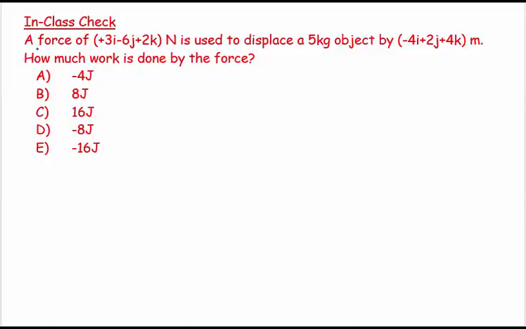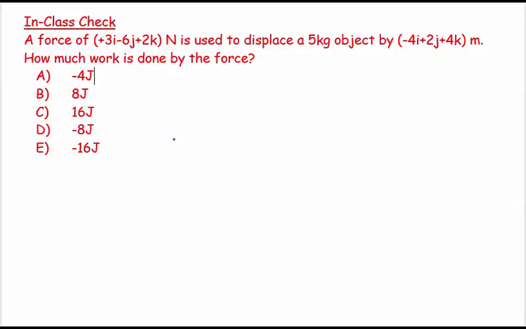Welcome. So this question says a force of plus 3i minus 6j plus 2k newtons is used to displace a 5 kilogram object by minus 4i plus 2j plus 4k meters, and then how much work is done by the force. So it's a three-dimensional problem. I'm talking about ijk notation for three-dimensional space vectors.